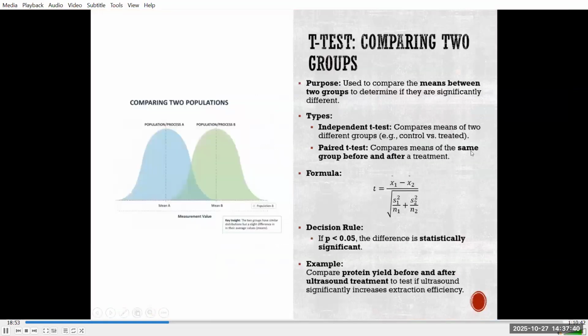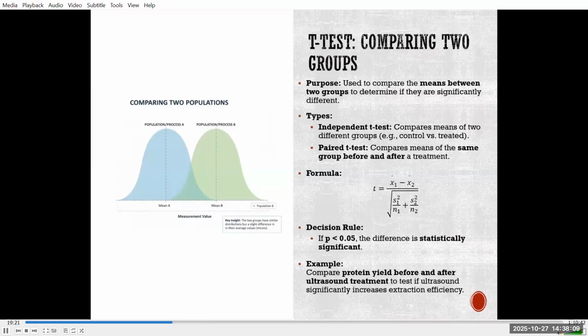Okay, let's come to the t-test. A t-test is used when you want to compare the means of two groups. For example, suppose we extracted protein before and after ultrasound treatment. The null hypothesis will be that there is no difference between the two yields, but the alternative hypothesis will be that the ultrasound changes the yields significantly.